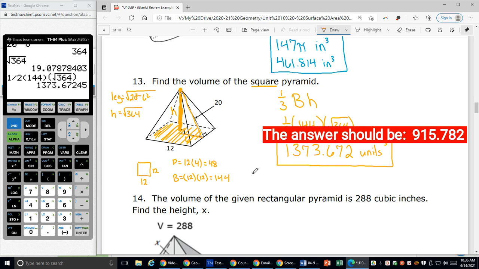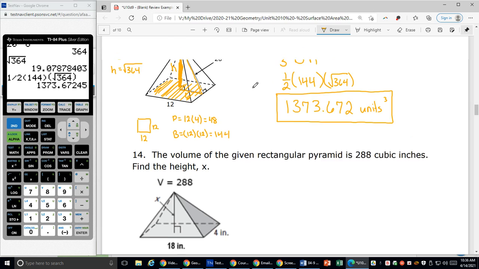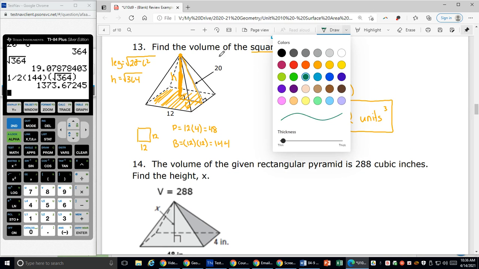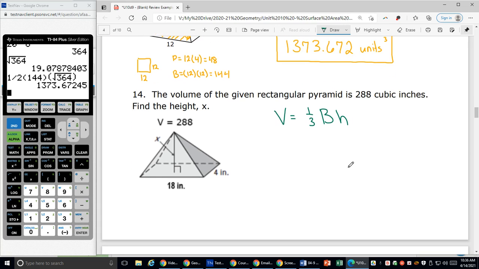All right, let's look at number 14. For number 14, the volume of the rectangular pyramid is 288 cubic inches. Find the height. We just did the volume of a pyramid, so we already have that formula close by. I don't have to go grab my formula sheet. I know the volume equals 1/3 the area of the base times the height. They're telling me the volume, 288 cubic inches, equals 1/3 the base times the height.